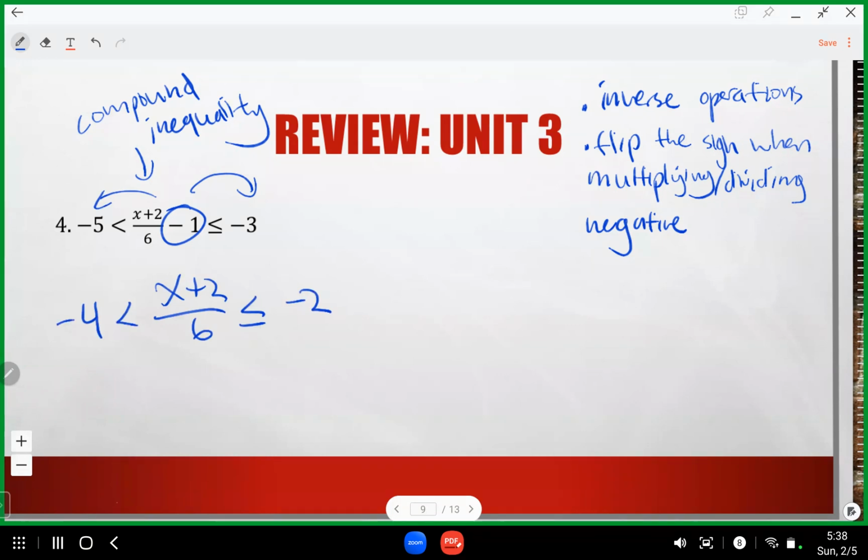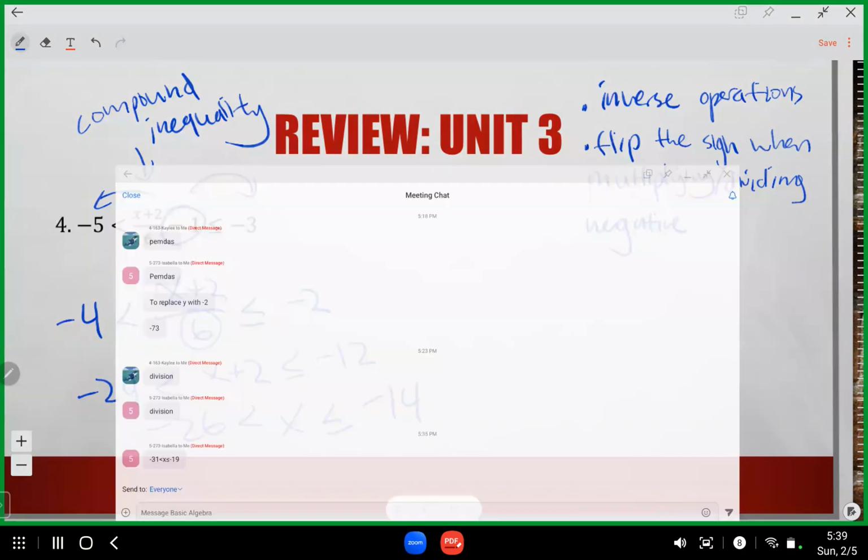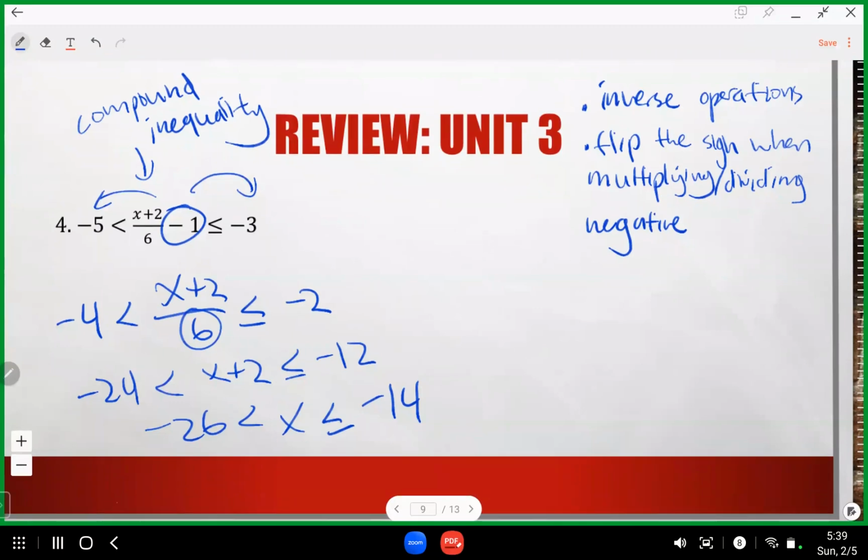And now you can also multiply both sides by 6, right? It's going to be -24 is less than x plus 2 is less than or equal to -12. And then finally, you see it's going to be -26 is less than x is less than or equal to -14. So Isabella, your answer is incorrect. Do you know where you went wrong? Do you understand now? Do you understand where your mistake was?